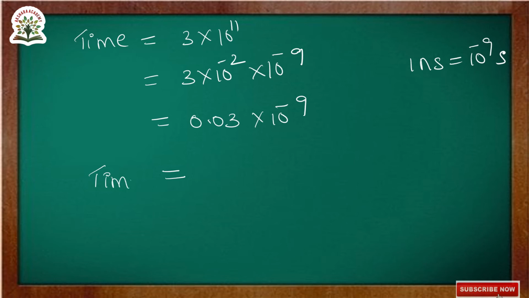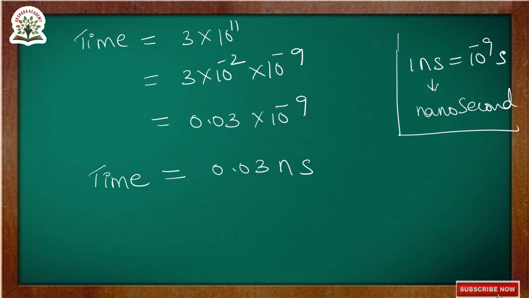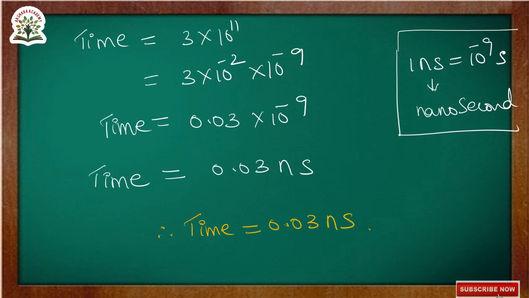So time is equal to 0.03 nanoseconds. This is the final answer. N is nothing but nanosecond. 1 nanosecond is equal to 10 to the power of minus 9 second. So time is equal to 0.03 into 10 to the power of minus 9. In terms of nanoseconds, we are writing at last, therefore time is equal to 0.03 nanoseconds. This is the final answer.